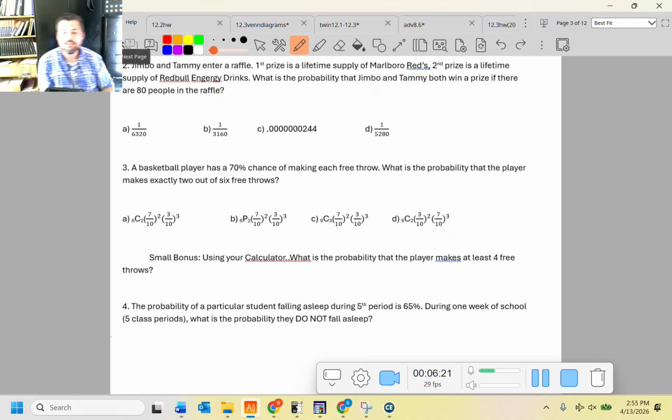All right, moving on to the test. Jimbo and Tammy enter a raffle. First prize is a lifetime supply of Marlboro Reds. Second is a lifetime supply of Red Bull Energy drinks, whatever that is. What's the probability that Jimbo and Tammy both win a prize if there are 80 people in the raffle?